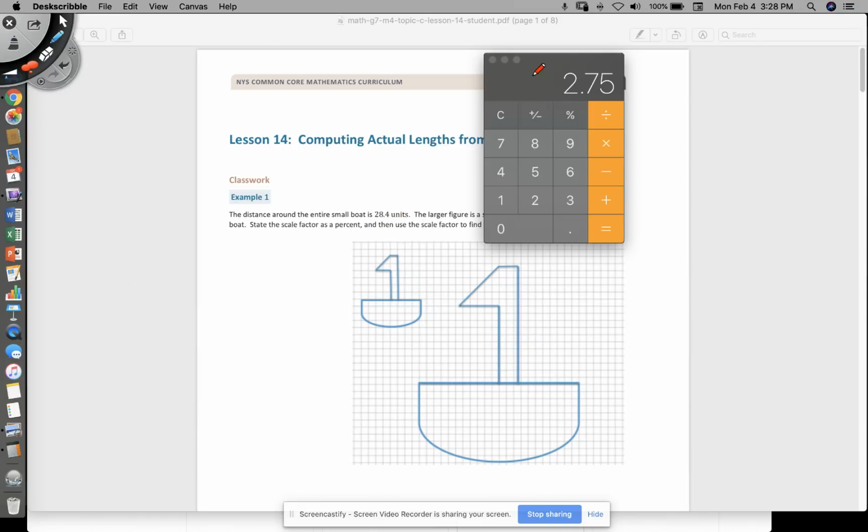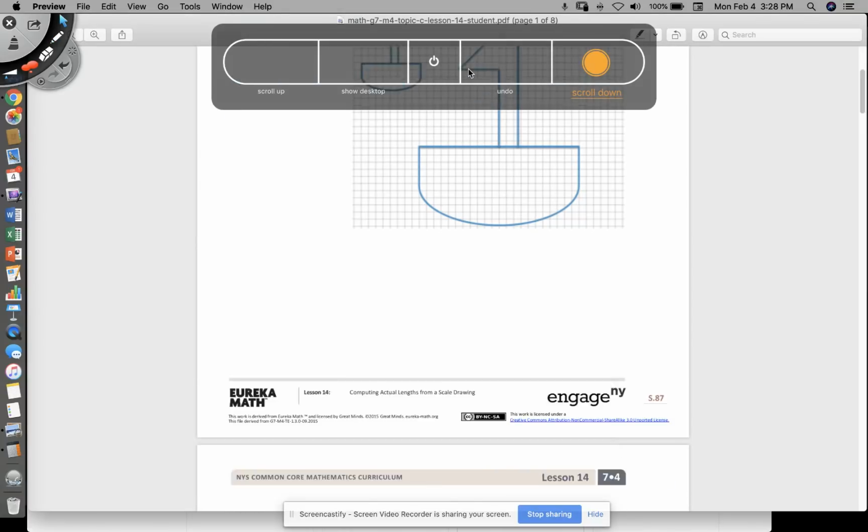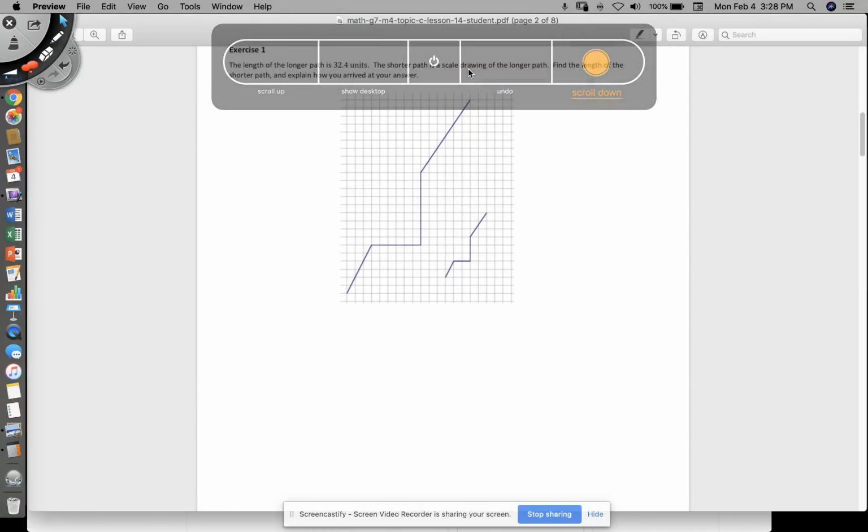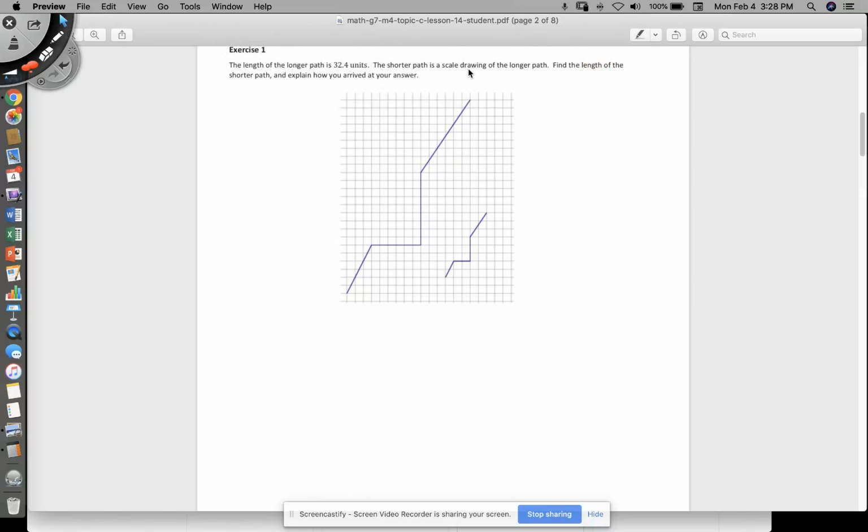Okay, let's go ahead and go on to the next problem. I'm going to move this up a little bit here. So we have exercise 1. The length of the longer path is 32.4 units. The shorter path of the drawing. Okay, so this is the original, and then this is the reduction. Find the length of the path and how you arrived at the answer.